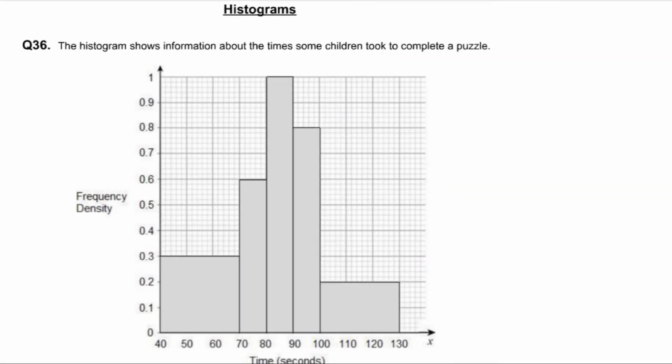Okay. Next up, histograms. Now, a histogram is not a bar chart. Bar charts are used for discrete data. So you'll have bars like this. They're all the same width and there is a gap in between them. Histograms are not bar charts for a number of reasons. Firstly, this is not frequency as it is on bar charts. It's frequency density.